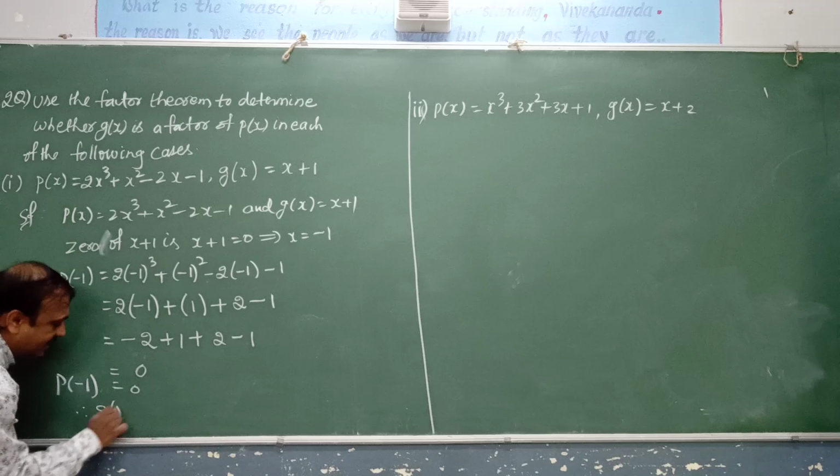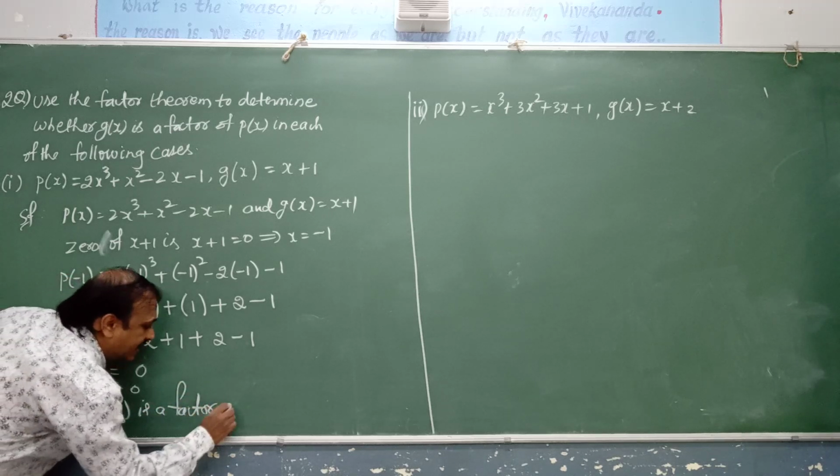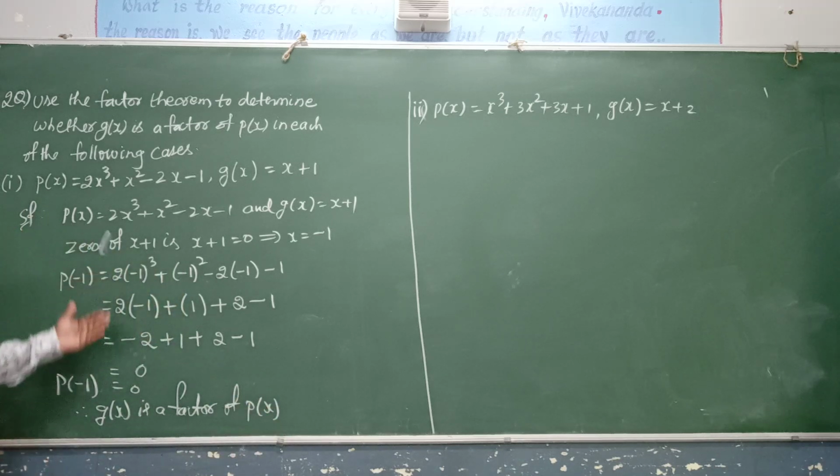Therefore, g of x is a factor of p of x. When do we say it is a factor? If you get remainder as 0.